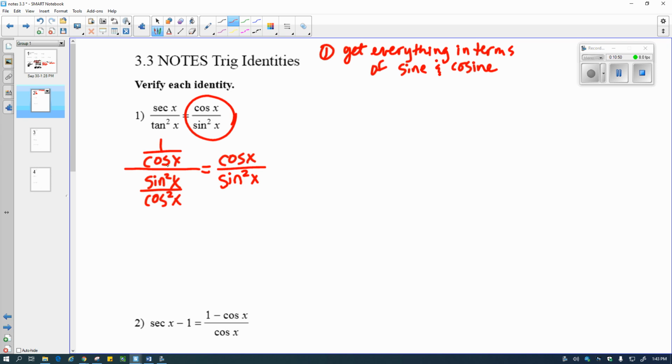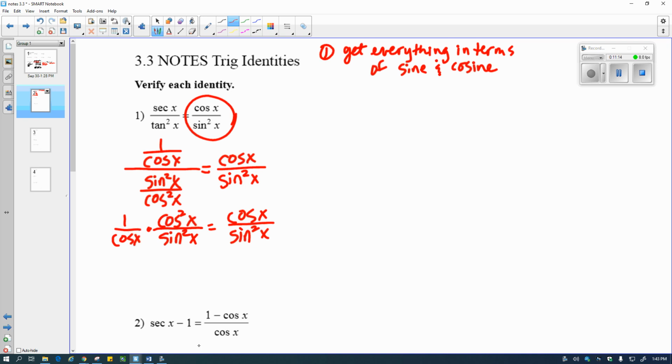What do I do? I flip and multiply. So this is like 1 over cosine x times cosine squared x over sine squared x. And so I flipped and multiplied. I'm just doing math. I'm just mathing my way through this. That's the same as the other side, which I haven't changed. It was already in terms of sine and cosine. I'm going to leave it like that.